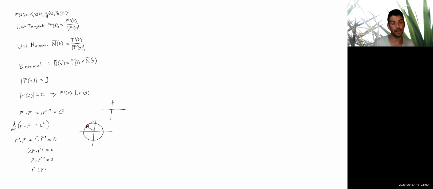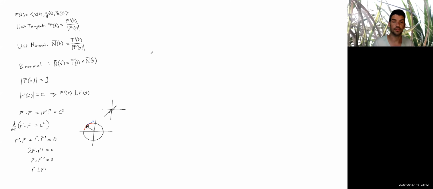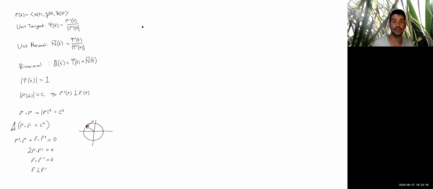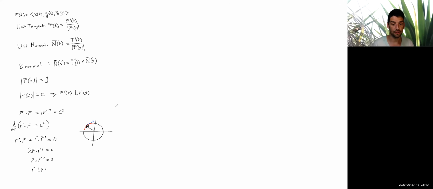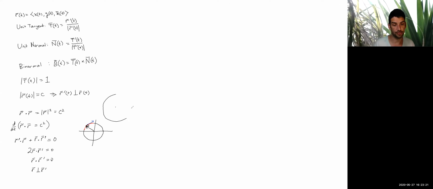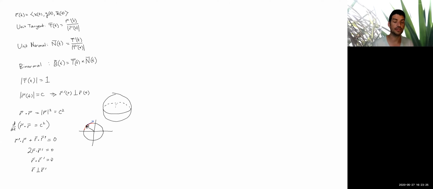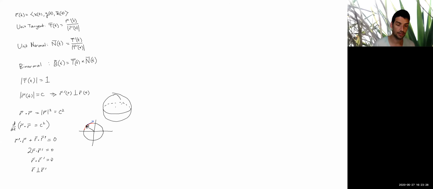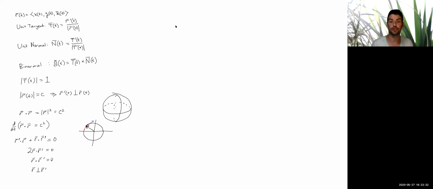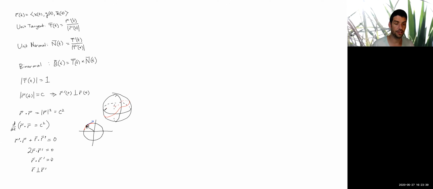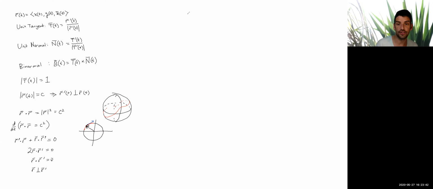In 3 dimensions, it means our path lies on a sphere. I'm not going to try to draw it all, but if this is the origin, we have some sphere, right? That's equivalent to saying its magnitude is constant. So our path might be some strange curve along this sphere, say. Well, the same thing applies.